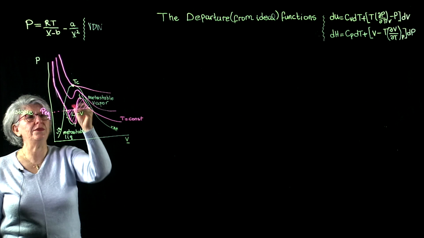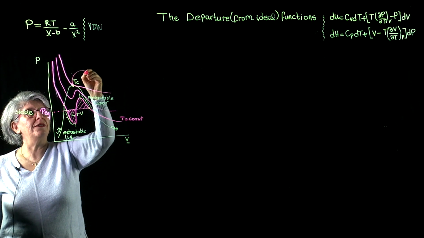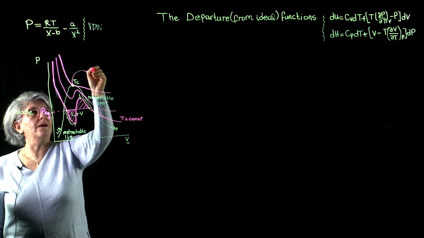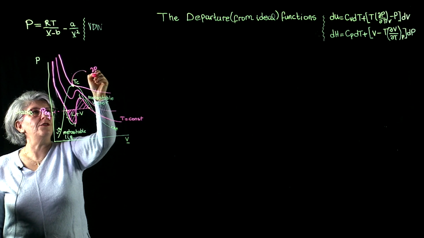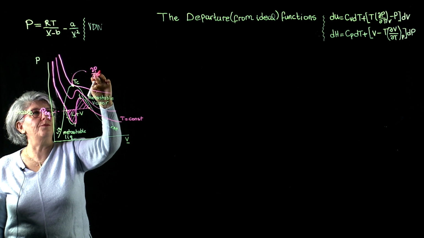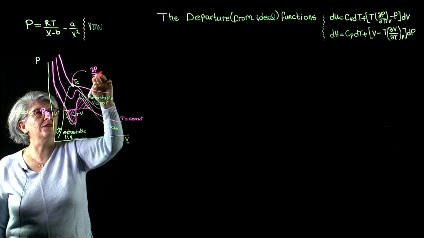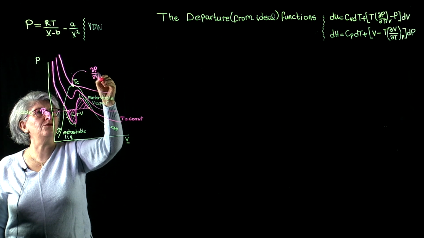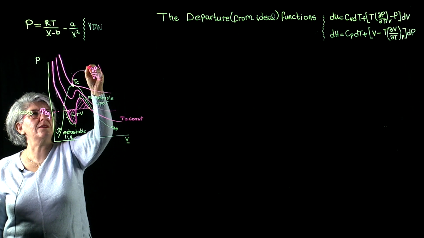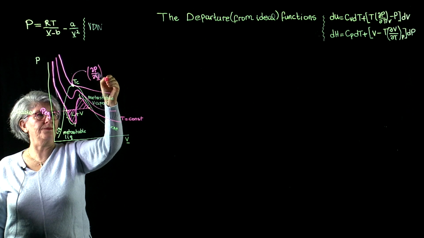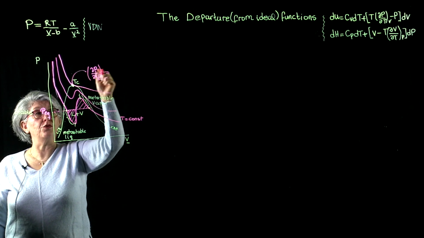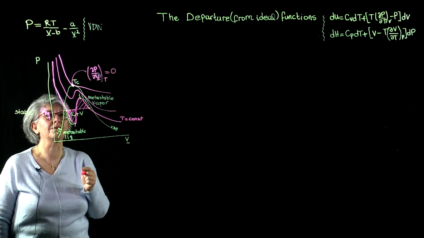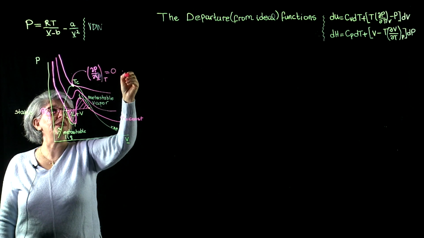At the saddle point, we are going to have the first derivative of pressure with respect to volume at constant temperature be 0 because we're going to have an extremum, but also the second derivative.